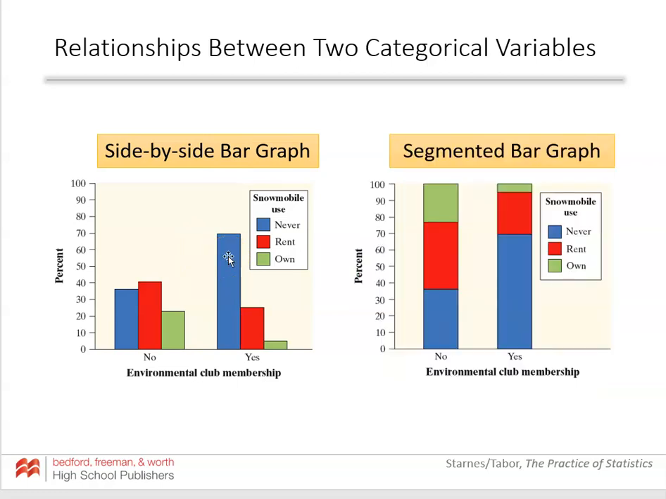So here's a visual of that. It's the same graph as the side-by-side. It's just now they've been stacked on top of each other, right? You can see if you were to take the side-by-side and just plop them one on top of each other, it would make the segmented bar graph. This helps when you're looking at association specifically. As you can see, the two things are not the same. So you can see there is an association between whether or not you're a club member and then your snowmobile use.